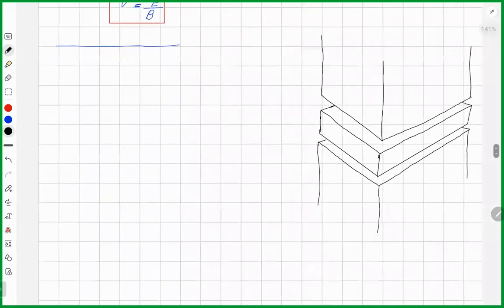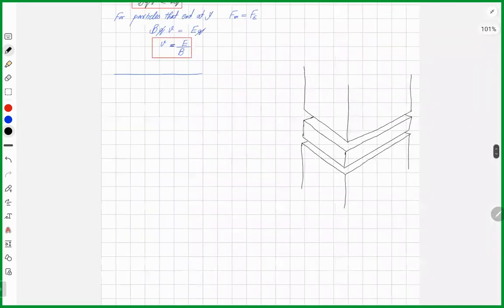Hope you understand what I'm trying to show. There is this north pole of a magnet. This is the south pole. And there will be a uniform magnetic field between this north and south pole. And we have a slice of metal in between.